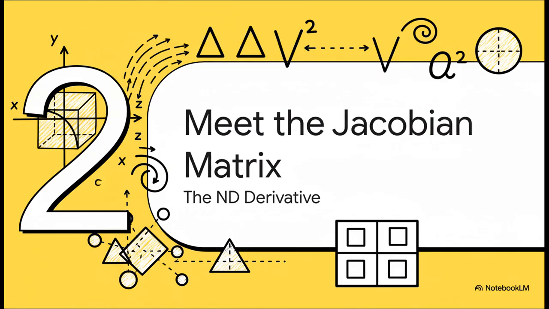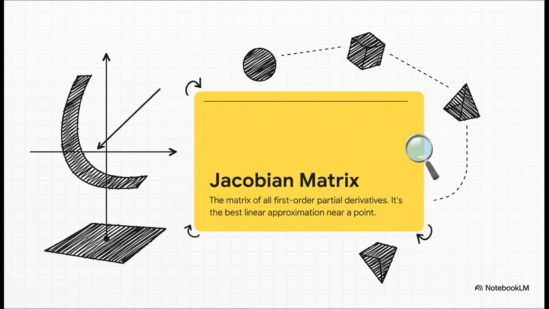Meet the Jacobian matrix. The answer to our question is this incredibly powerful tool, built for this exact job. It's called the Jacobian matrix, and you can basically think of it as the derivative, but supercharged for higher dimensions. Now, the official definition might sound a little dense, but the key phrase here is best linear approximation. See, just like a regular derivative finds the best-fitting line that's tangent to a curve, the Jacobian finds the best-fitting plane that's tangent to a surface. It's the most accurate, flat snapshot you can get of a curvy function at one specific spot.